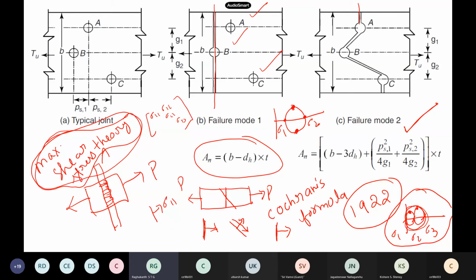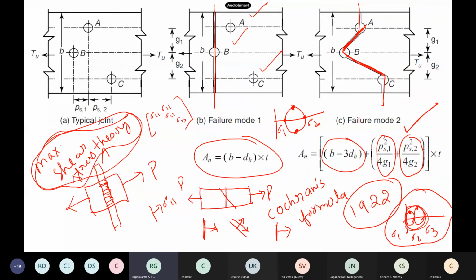Now here, say, the failure pattern is like this. You followed? So this is another failure pattern. Okay, so here all 3 holes are contributing, so B minus 3 times DH. Now I am having one inclined plane here, another inclined plane here. So for the first plane, I will add PS square by 4 times G1. For the second one, PS square by 4 times G2. That comes from this one, this comes from the first one. So this is one failure mode.